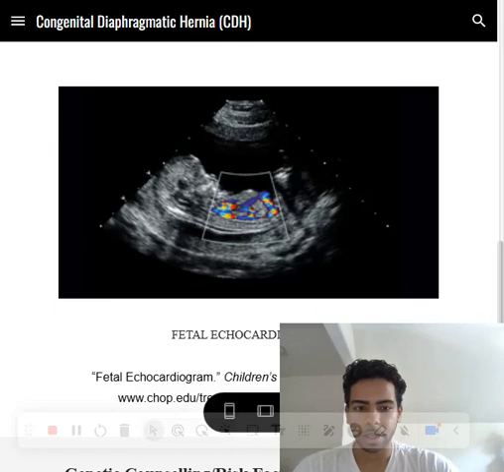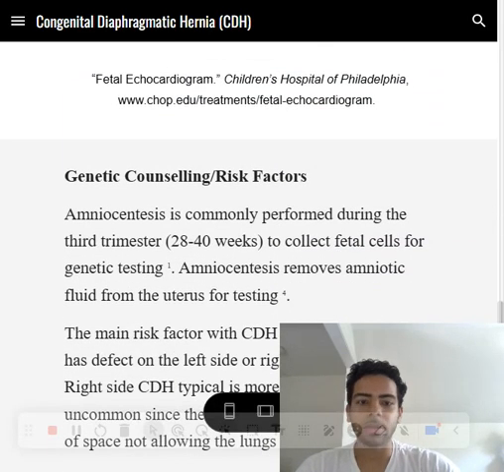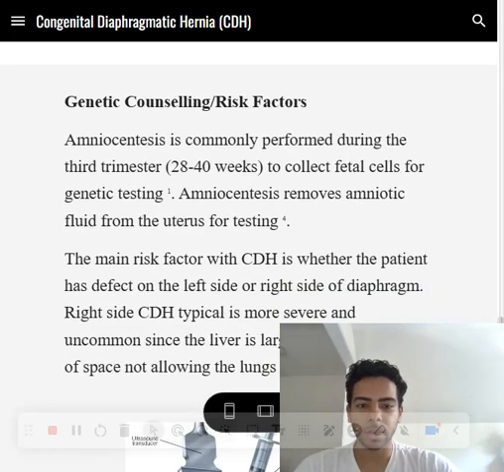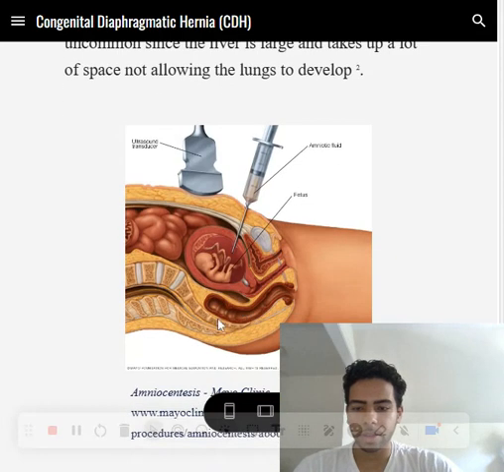And just below is the genetic counseling and risk portion, and it talks about the use of amniocentesis and its job in genetic testing. The picture below shows where they take the fluid from and how they take it from the amniotic sac. I know there are different types of genetic testing, so I just wanted to make sure people are aware of and have an idea of what the process looks like.